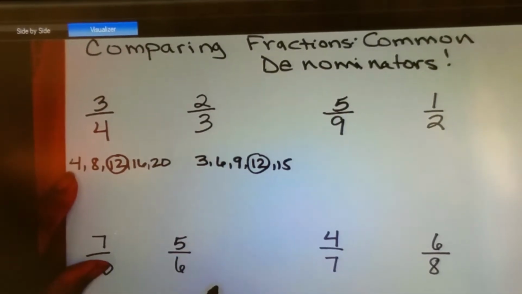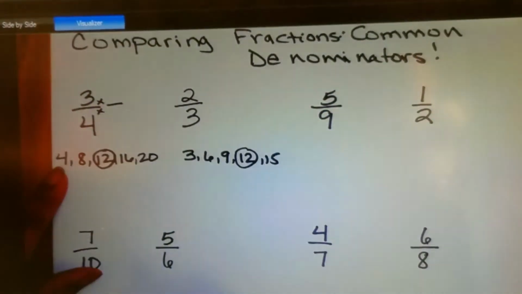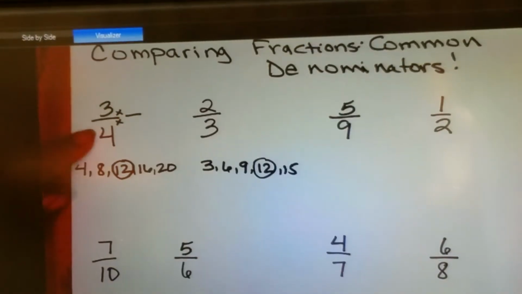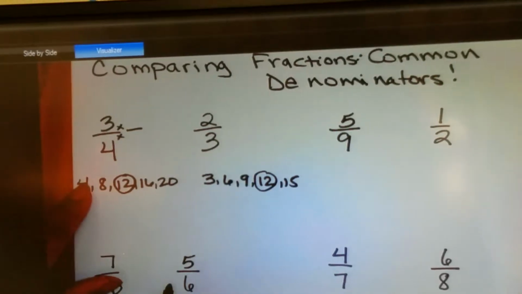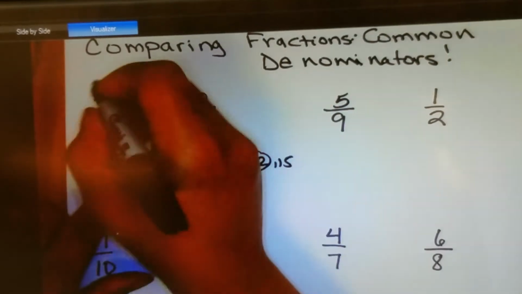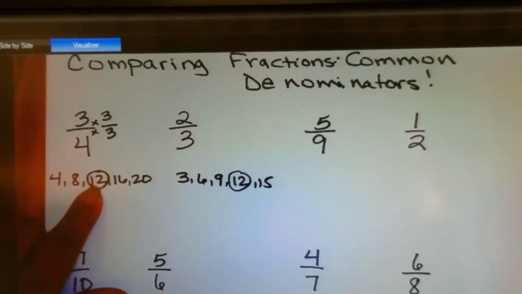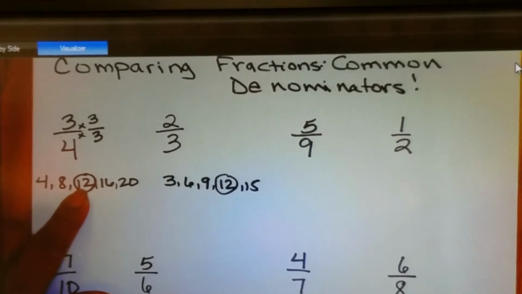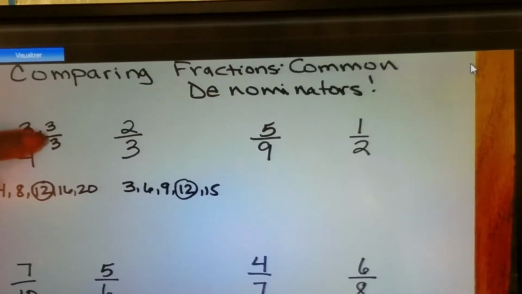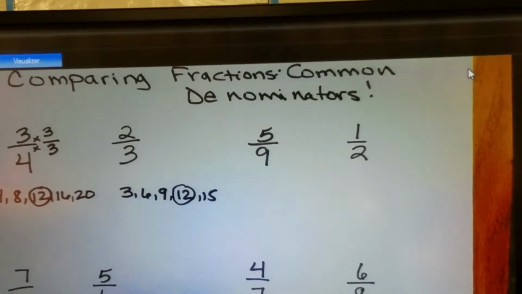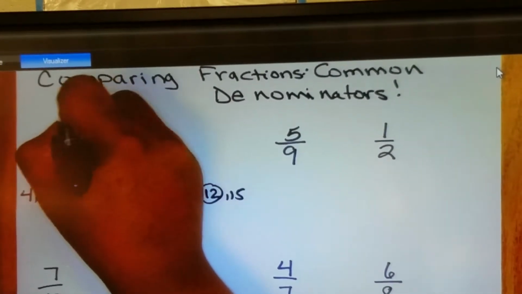If I'm looking over here, I need to figure out which number I need to multiply 3/4 by in order to get to 12. If I got 3 skips, 1, 2, 3, I will multiply the top and the bottom by 3. 3 over 3 is equal to 1 whole. In order to make this denominator be 12, I need to multiply both of these by 3. And that will give me 9 over 12.